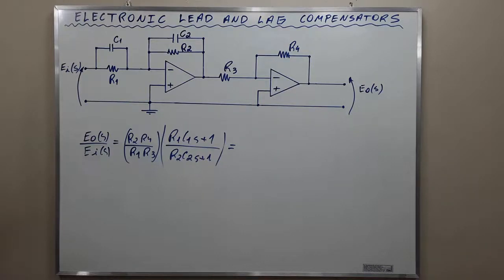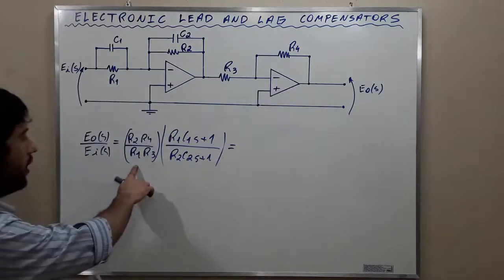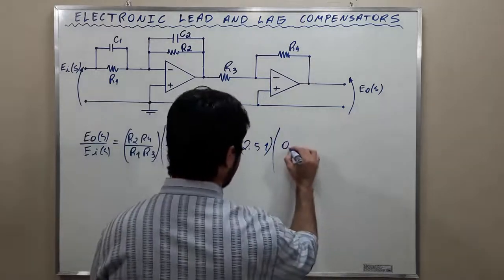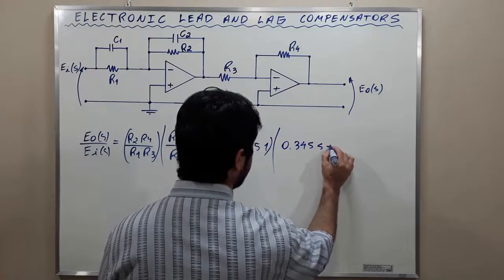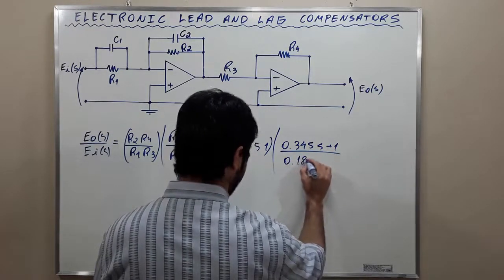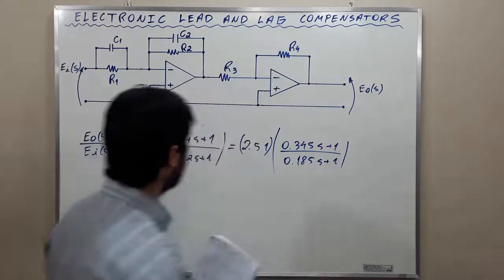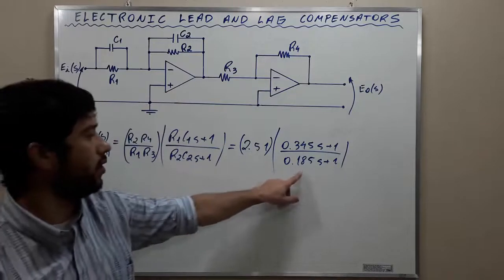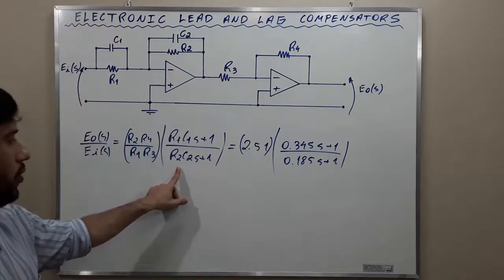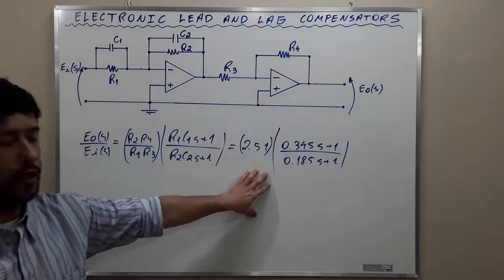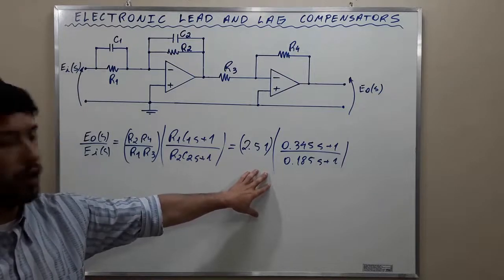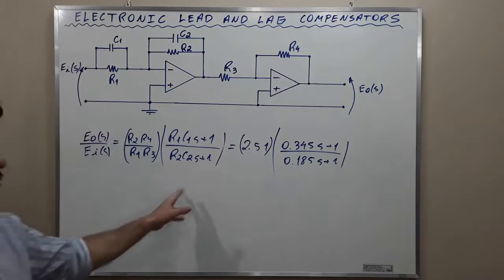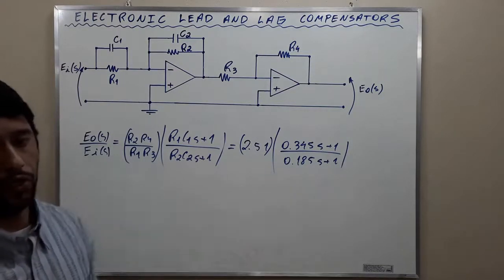Specifically for this exercise, we found that R2R4 over R1R3 has to be equal to 2.51, multiplying (0.345 s + 1) divided by (0.185 s + 1). So this value here has to be equal to the multiplication between R1 and C1, and this value here has to be equal to the multiplication between R2 and C2. With this transfer function, we can force the root locus plot to pass through this entire system, the compensated system, not just the compensator.